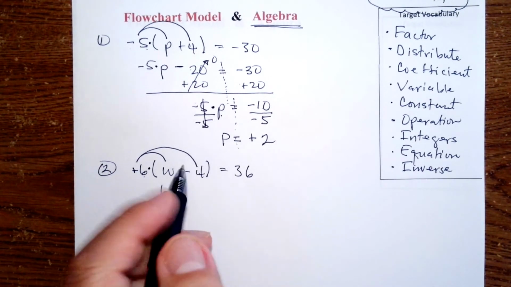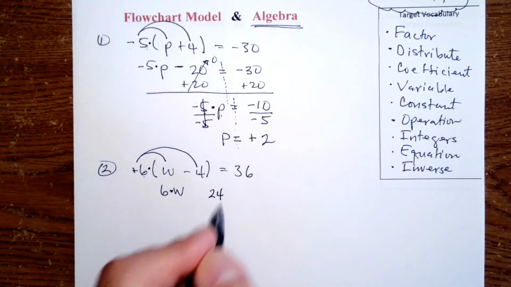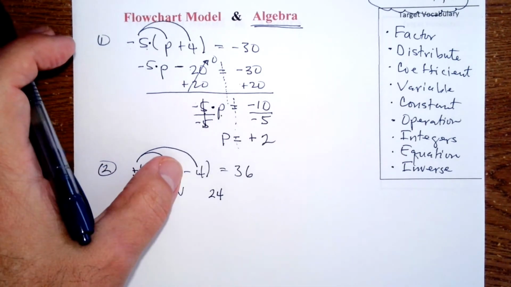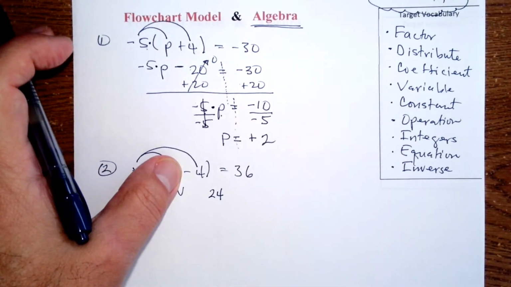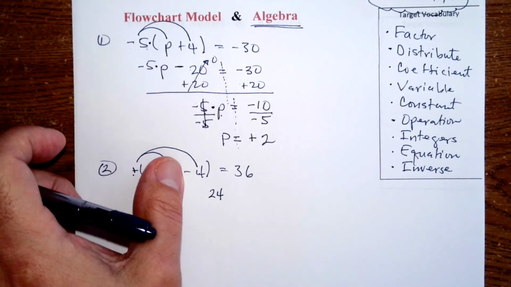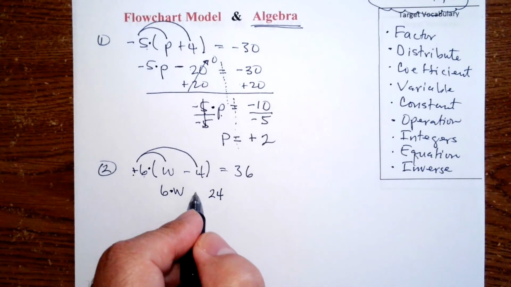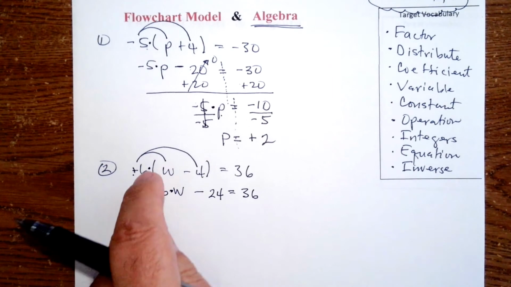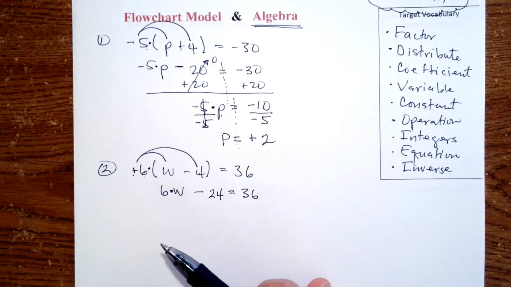6 times 4, I know it's 24. But you have to be careful. A positive 6 times that negative 4, that's a minus. That minus sign attaches to the 4. A positive 6 times a negative 4, negative 24. Did I finish distributing? Yes, I did.